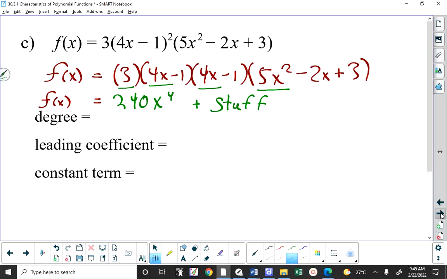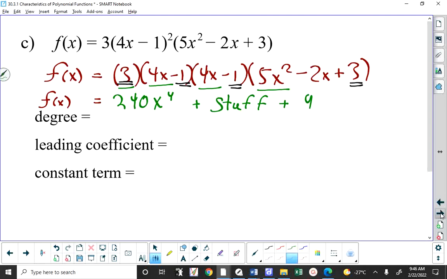The constant term is found by multiplying the constant term in all of the factors. So this is a constant term, this is a constant term, this is a constant term, and the 3 is a constant term. So because there's a factor of 3, 3 is both the highest degree term in that factor, and 3 is also the constant term. So I multiply 3 by -1 by -1 by 3 and get 9.